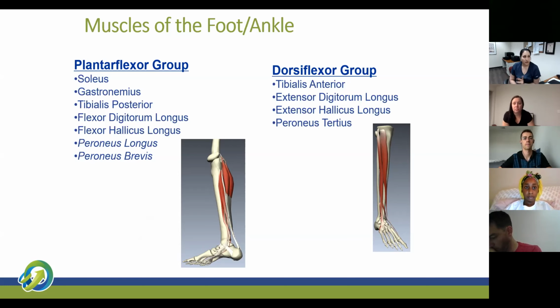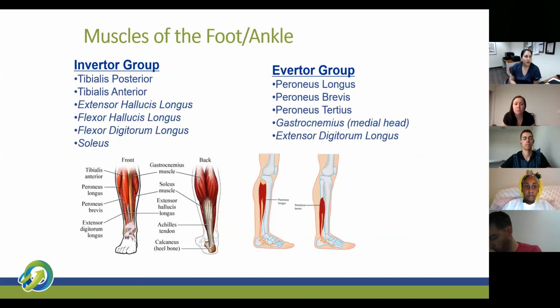Okay, so let's go ahead and go to the inverter groups. We have the inverter group made up of the soleus, as well as the flexor digitorum longus, flexor hallucis longus, extensor hallucis longus, and tibialis anterior and posterior. Really quick, there is something known as the triceps surae. Do you guys know what that is, or have you heard of that?